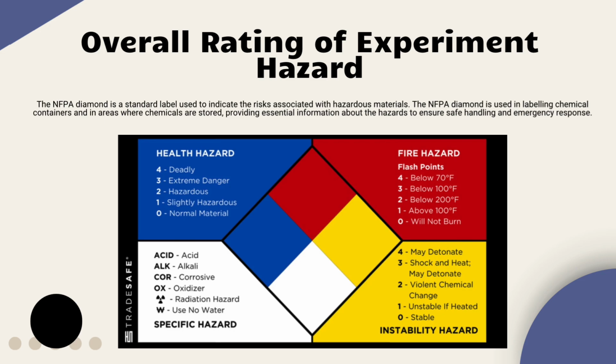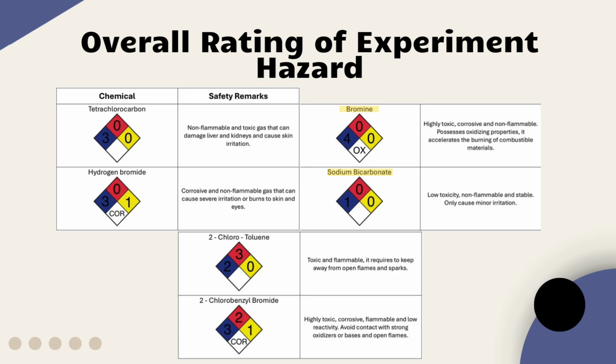be mixed with water. This slide shows the overall hazard ratings of chemicals used in our experiment, based on the NFPA diamond system. So we have 6 chemicals. The first one is tetrachlorocarbon, then bromine, hydrogen bromide, sodium bicarbonate, 2-chlorotoluene, and 2-chlorobenzyl bromide. The most hazardous would be bromine, which is highly toxic, corrosive, and a strong oxidizing agent that can intensify fires. In contrast, sodium bicarbonate is low-risk, non-flammable, and chemically stable, only causing minor irritation.